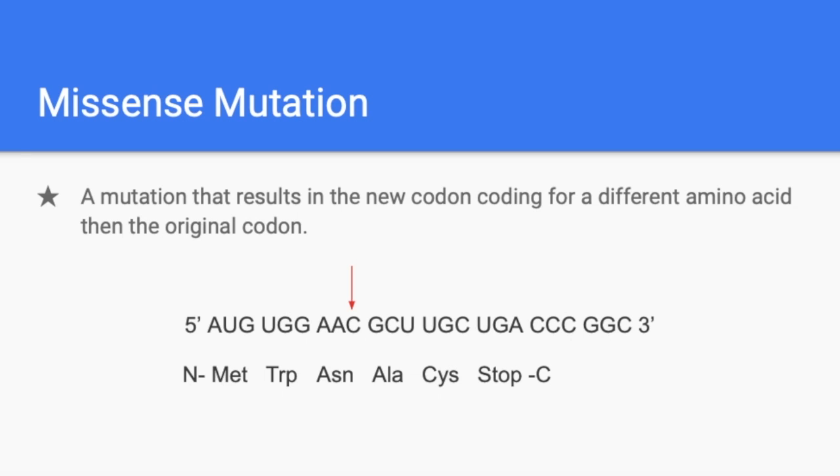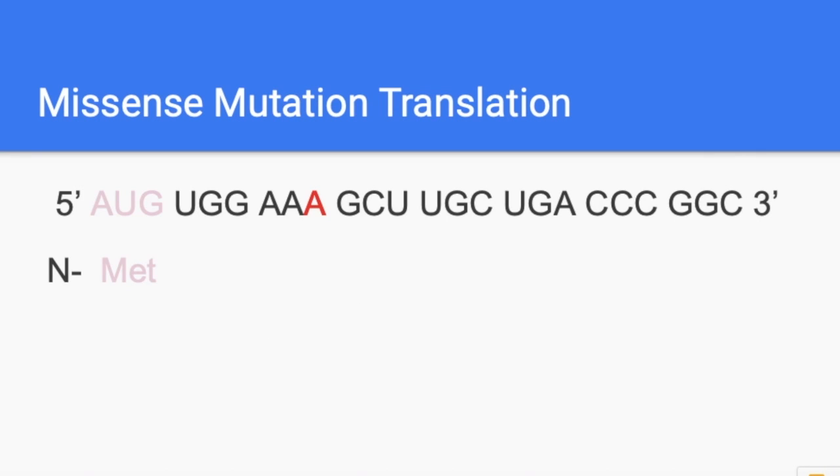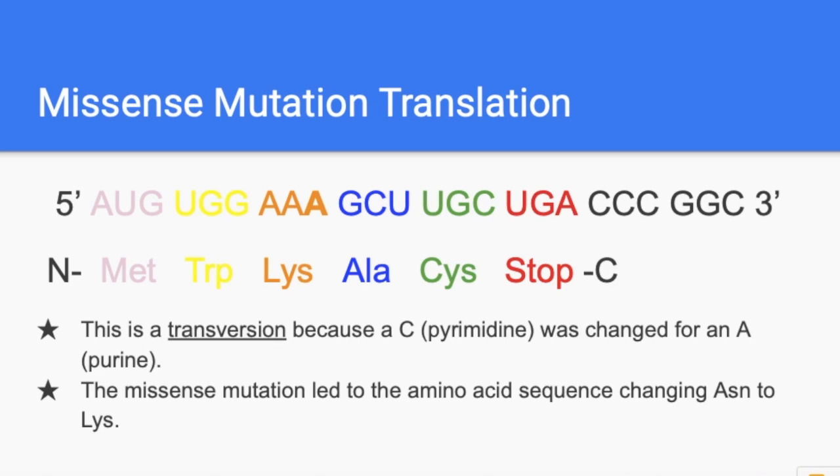A missense mutation is a mutation that will change the original codon so that it codes for a different amino acid. Here we are going to change AAC to AAA. As we go through a translation for this mutant strand, we can see that AAA codes for lysine, which is different from our original amino acid sequence, but the rest of the sequence remains the same. This is a transversion because we went from a pyrimidine to a purine. This missense mutation changed a single amino acid in our sequence.